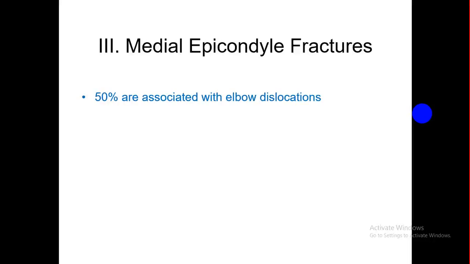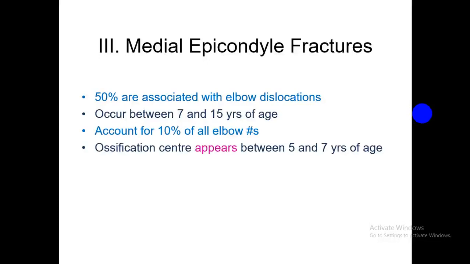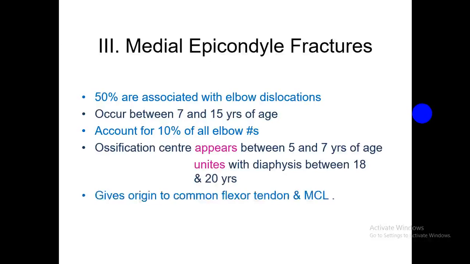The third fracture we're going to be talking about is the medial epicondylar fractures. 50% are associated with elbow dislocations. They occur between 7 and 15 years of age. They account for 10% of all elbow injuries. Ossification center appears between 5 and 7 years of age and unites with the diaphysis between 18 and 20. So if you get a patient with such fracture below the age of 5, it will be very, very difficult to diagnose because the medial epicondyle has not ossified yet.